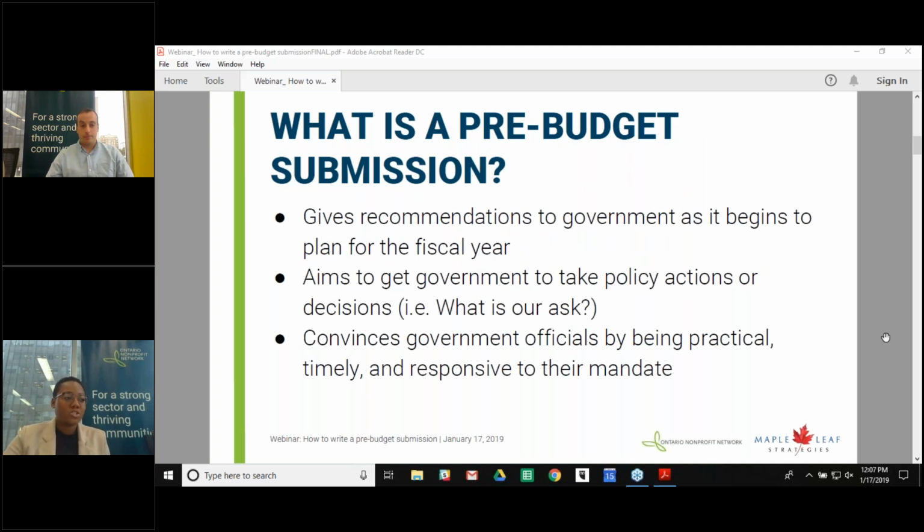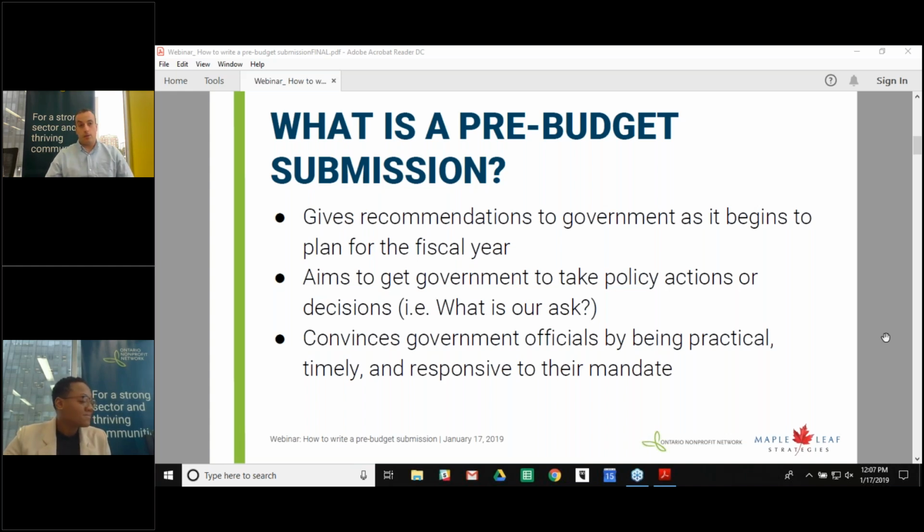So the pre-budget submission is a way to provide recommendations to government as the government begins to plan for its fiscal year. It's a way to ask the government to take up certain policy action or decision. So think about what is your ask, what changes would you like to see, and what kind of policy actions you'd like to come out of that. And also, it's practical, it's timely, and it responds to what the government needs.